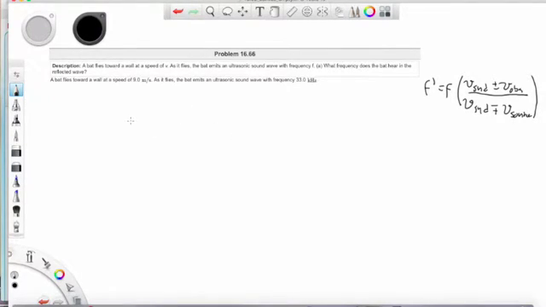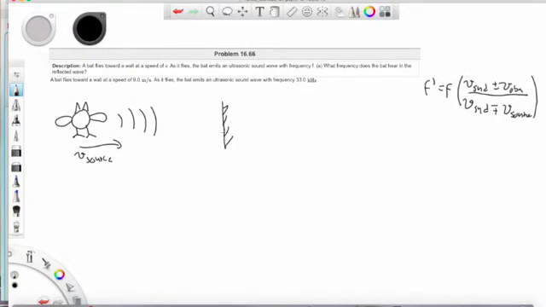In fact, in this case we have two parts. We have two Doppler shifts happening. So we have our bat. It's flying towards the wall at a velocity v source. It acts as a source because it emits this ultrasound wave.